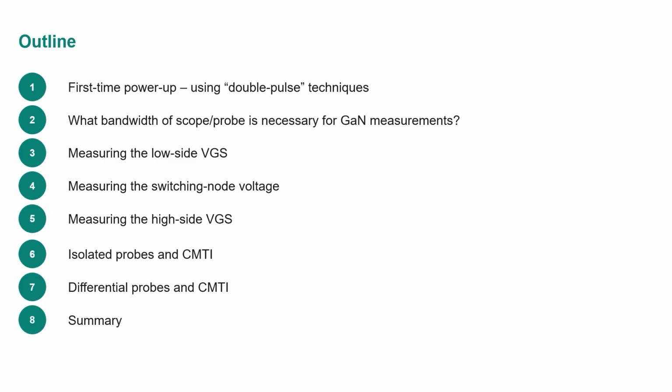We'll talk about measuring the low side gate source voltage on GaN, how to measure the drain source voltage, and then also the high side VGS, which is quite challenging. In addition, we'll talk about isolated probes, what types to use, because there are several different types out there. And we'll talk about the differential mode probes and the common mode transient immunity, which is a measure of how well they can measure a small signal riding on top of a bunch of noise, and then we'll summarize.